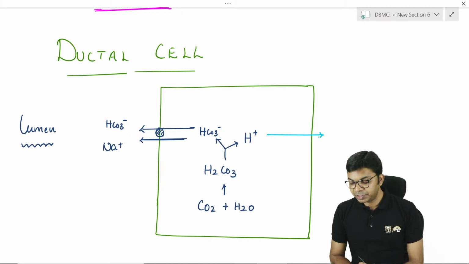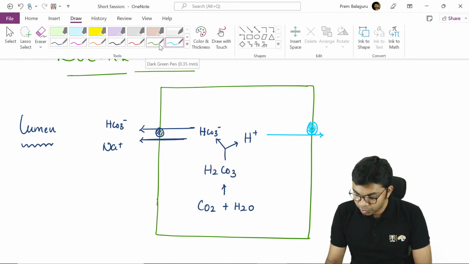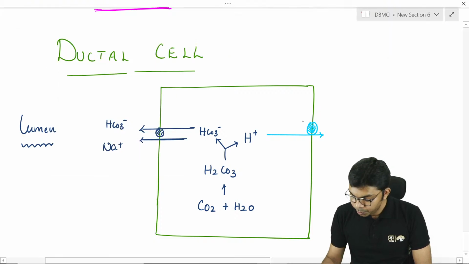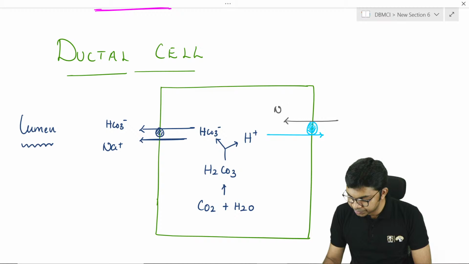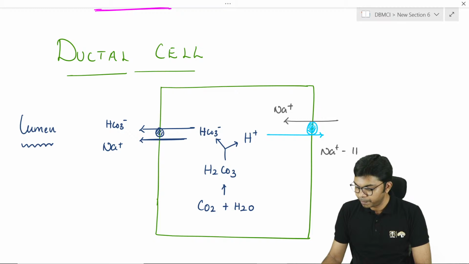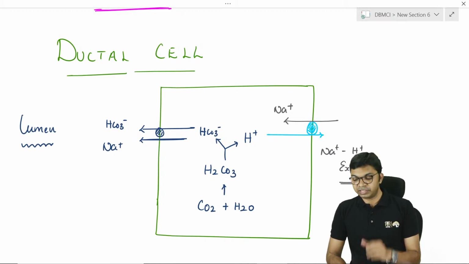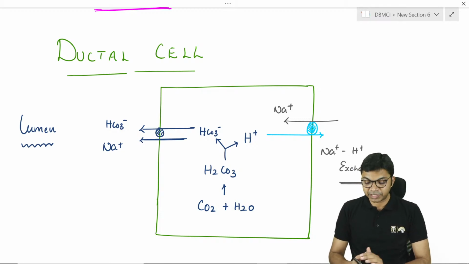Alright, on the interstitial side, there is going to be removal of hydrogen ion, and this hydrogen is going to be exchanged for sodium. So on the interstitial side, we are going to see a sodium hydrogen exchanger. This transporter is called the sodium hydrogen exchanger. It is going to take hydrogen ion out of the cell and sodium ion into the cell. Together there is going to be secretion of sodium as well as bicarbonate into the lumen.